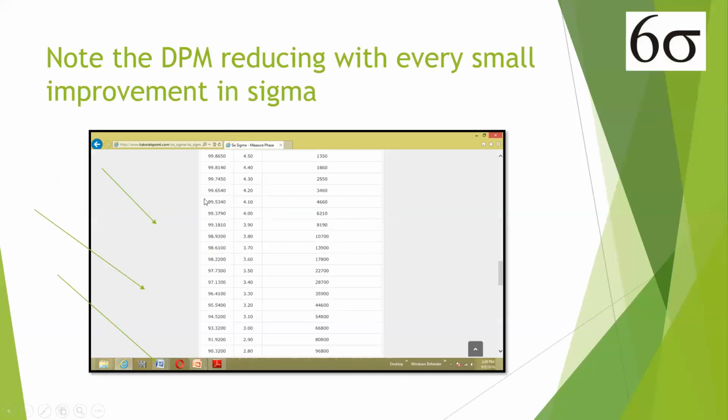See, the DPM, the defects per million, is reducing with every small improvement in sigma. We are here at 2.8, it is 90. Here at 3.2, we're coming to 96, 3.3, 96%. Then 3.9 is 99, and so on. Every little bit, even a 0.1, if you go from 4 sigma to 4.1 sigma, there's a better yield. 4.1 to 4.2 to 4.3. It goes on slowly. So it's difficult to reach a 6 sigma benchmark. Every little bit also counts.